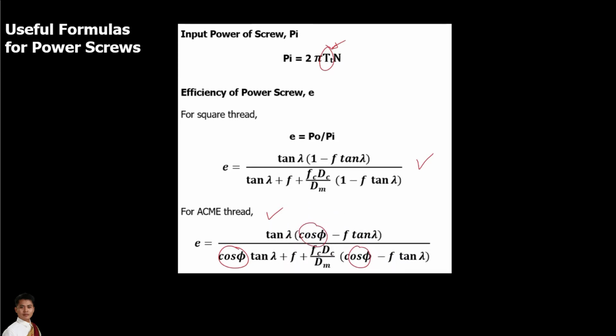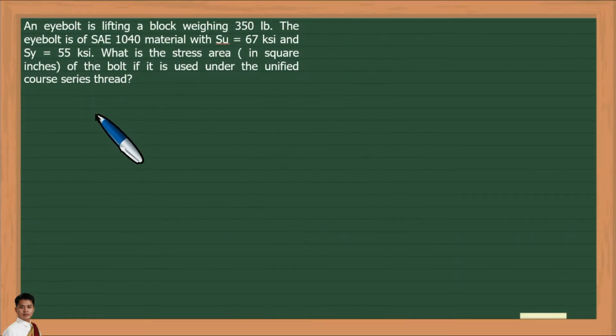Okay, so let us solve problems. An eye bolt is lifting a block weighing 350 pounds. The eye bolt is of SAE 1040 material with SU 67 KSI and SY 55 KSI. What is the stress area in square inches of the bolt if it is used under the unified coarse series thread? So, ang given natin ay bolt, meron siyang load na 350 pounds.